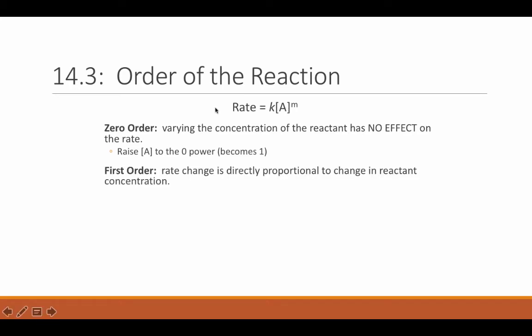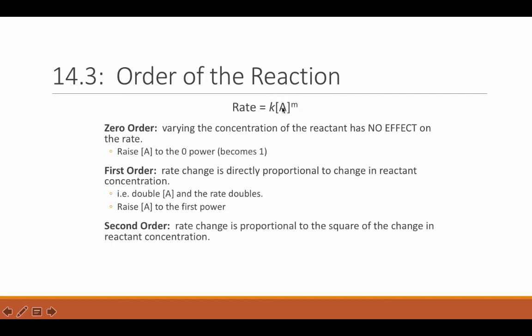A first order reaction means that the rate is directly proportional to the concentration of A. In other words, if we double the concentration of A, we double the rate. If we triple the concentration of A, we triple the rate, and so on and so forth. Here, the value of M would be 1, therefore A would be raised to the power of 1, which holds with the idea that doubling A doubles the rate and tripling A triples the rate.